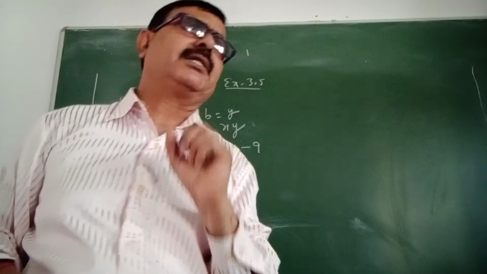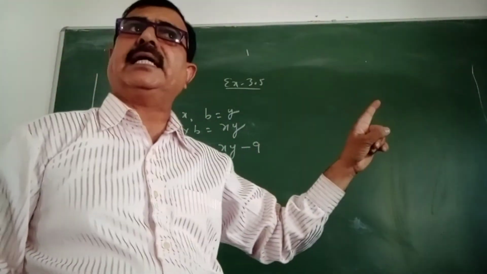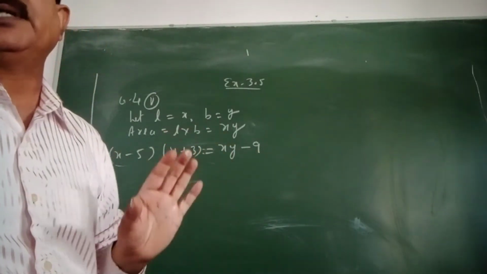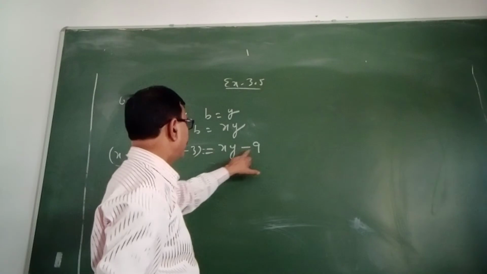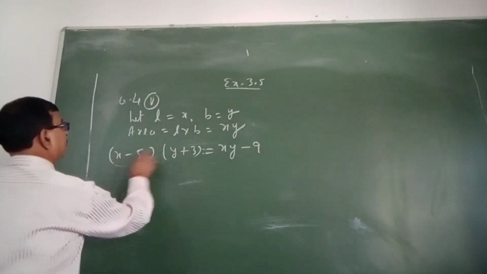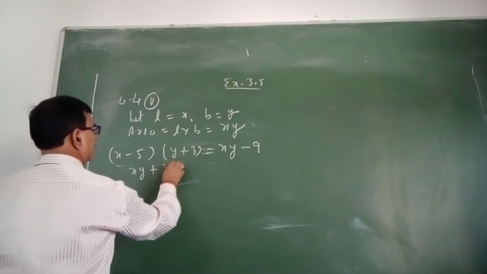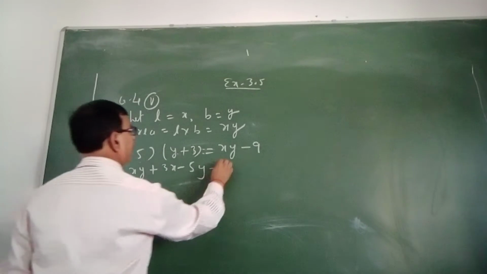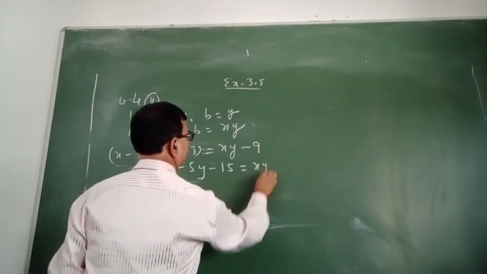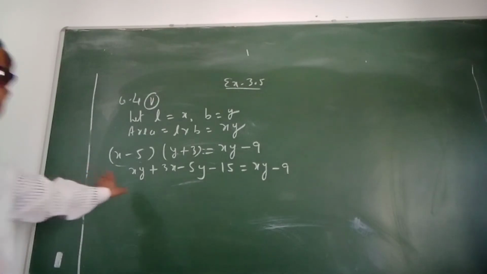If length is reduced by 5 and breadth is increased by 3, then the area that was earlier is reduced by 9. Earlier the area was xy, reduced by 9. Now solve it. So (x+3)(y-5)... x multiplied: xy plus 3x minus 5y minus 15 is equal to xy minus 9. But we have simply multiplied.